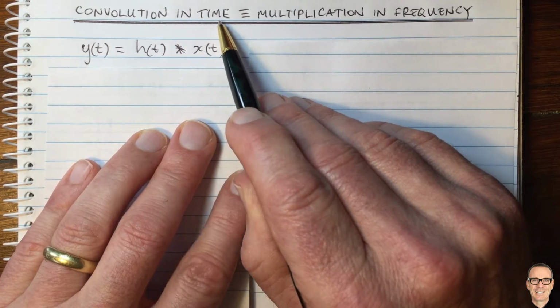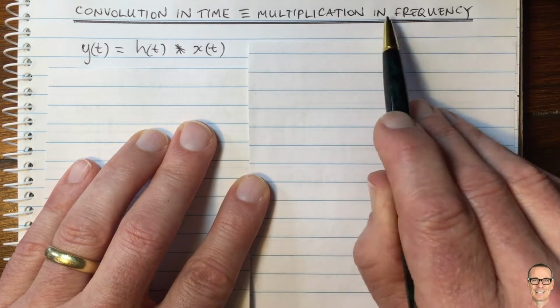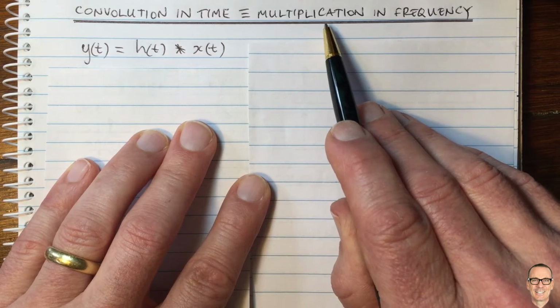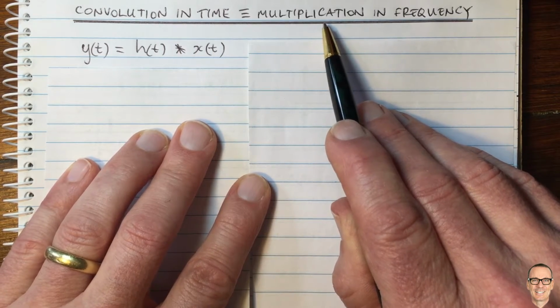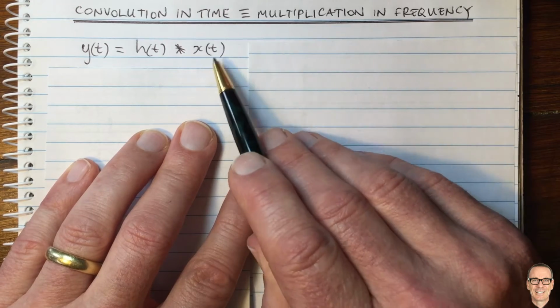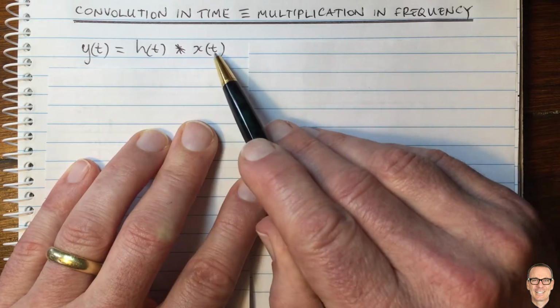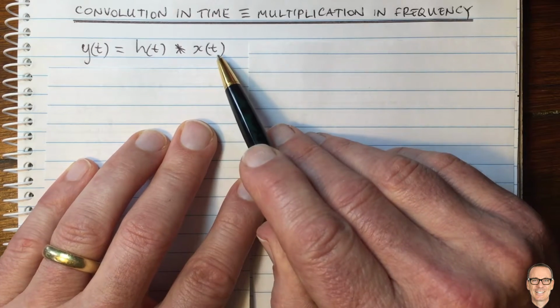Convolution in the time domain is equivalent to multiplication in the frequency domain. And this is one of the most important properties in signal processing and signals analysis. So let's try to understand some intuition as to why it's the case. Here we have an equation in the time domain for the convolution.